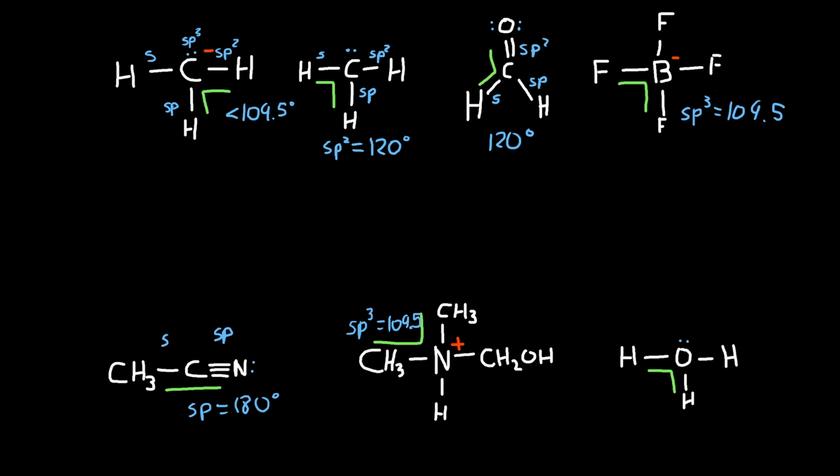For the final one, the hydronium ion, oxygen has 1 group, 2 groups, 3, and 4. So sp3 would be 109.5, but it has 1 lone pair on top, so it'd be less than 109.5. And maybe closer to 107.3, like ammonia NH3.